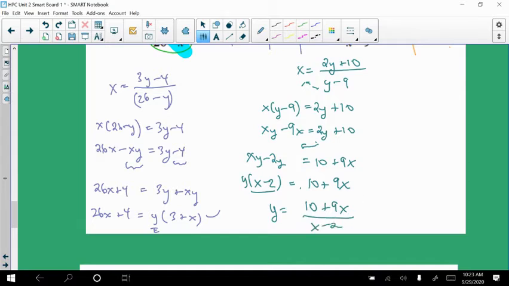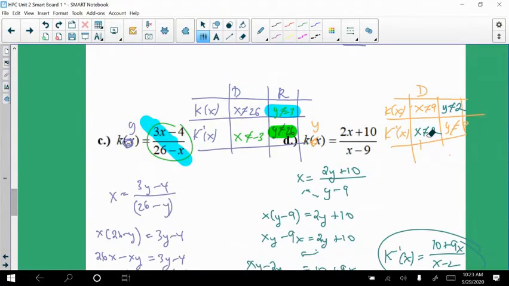And I think I had called it k, so I might as well call it k inverse, which is equal to 10 plus 9x over x minus 2. I think I picked almost the exact same pen color as the background. Okay, so then as I was anticipating, look at that. There's a vertical asymptote at x equals 2. And that meant that the domain could not be 2.